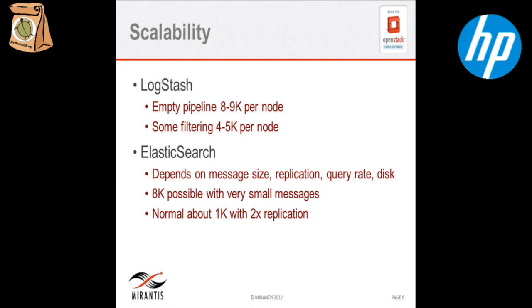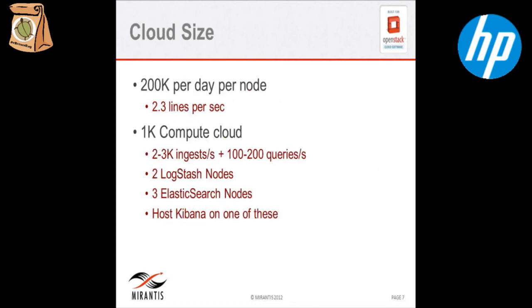On the Elasticsearch side, the performance question is, it depends. It depends on the message size, your replication strategy, the query rate, about how hard you're hitting the engine on the back end, and even the disk subsystem that you're using to store the data in. It's certainly possible on very, very small messages to ingest up to 8K records. But normally, with the standard two-way replication and reasonable log size, our testing indicates that only about 1K per physical host is possible. So what does it look like on an OpenStack cloud?